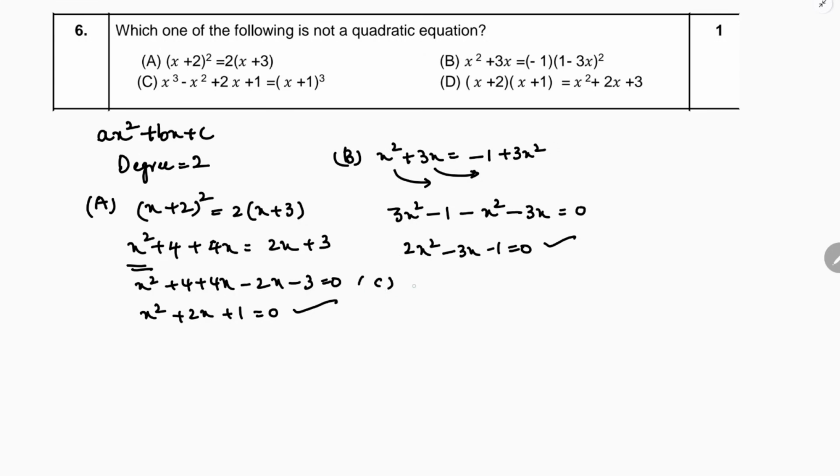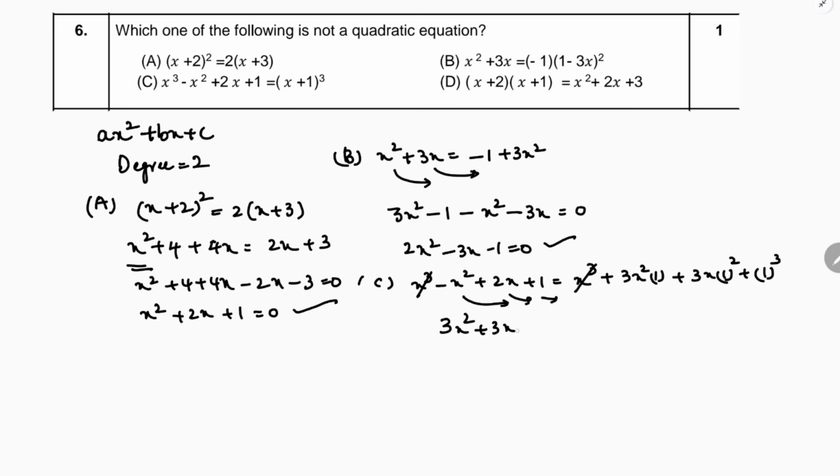Option C, if we check, x cube minus x square plus 2x plus 1, and a plus b whole cube is a cube plus 3a square b plus 3ab square plus b cube. So here x cube and x cube will get cancelled. If I take all the terms towards the right side, 3x square plus 3x plus 1, plus x square, plus 2x will become minus 2x, plus 1 will become minus 1. So here 3x square plus x square is 4x square plus x equals 0. The degree is 2 here, so it is a quadratic polynomial.